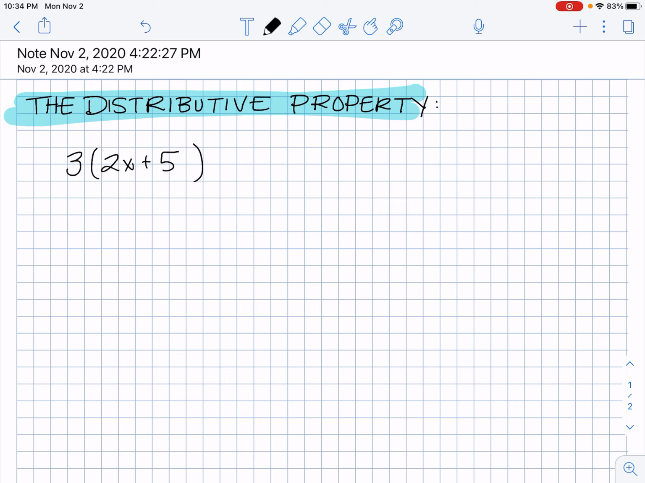Notice that the 2x plus 5 is in parentheses. That means we are grouping that as a polynomial, and this multiplication that we're going to do needs to occur to all the terms in that polynomial. So we are going to multiply 3 times 2x and 3 times 5. Sometimes you'll see that drawn with little arrows, or a little rainbow, telling you to do 3 times 2x and 3 times 5, which would give you 6x plus 15.